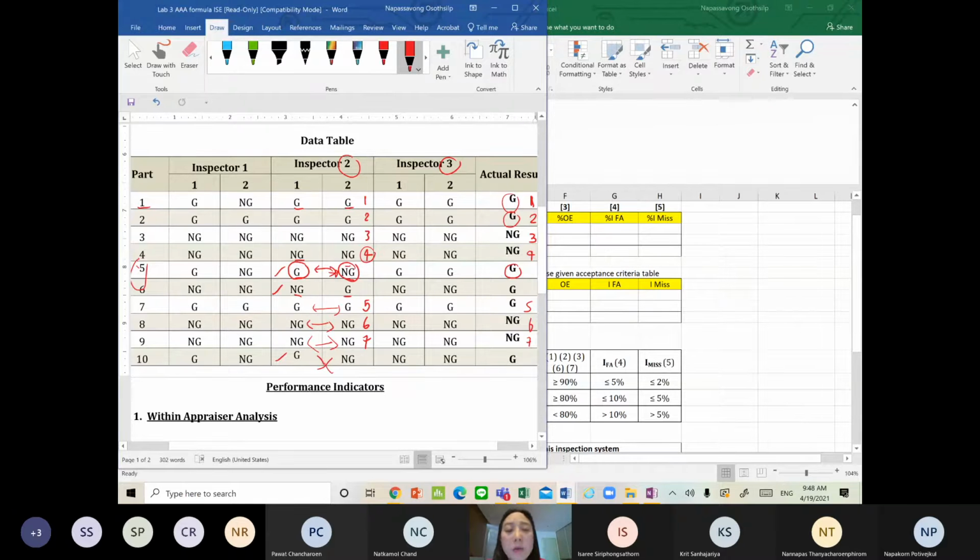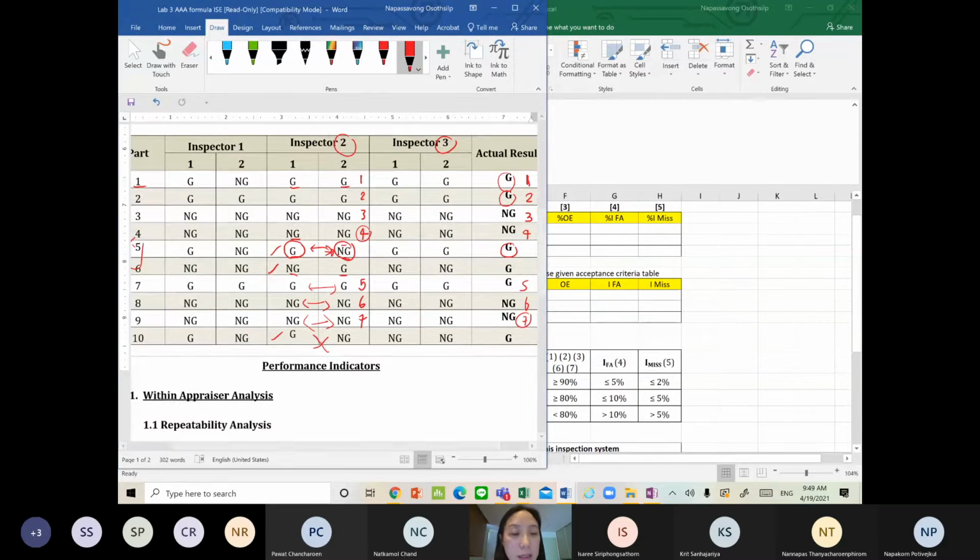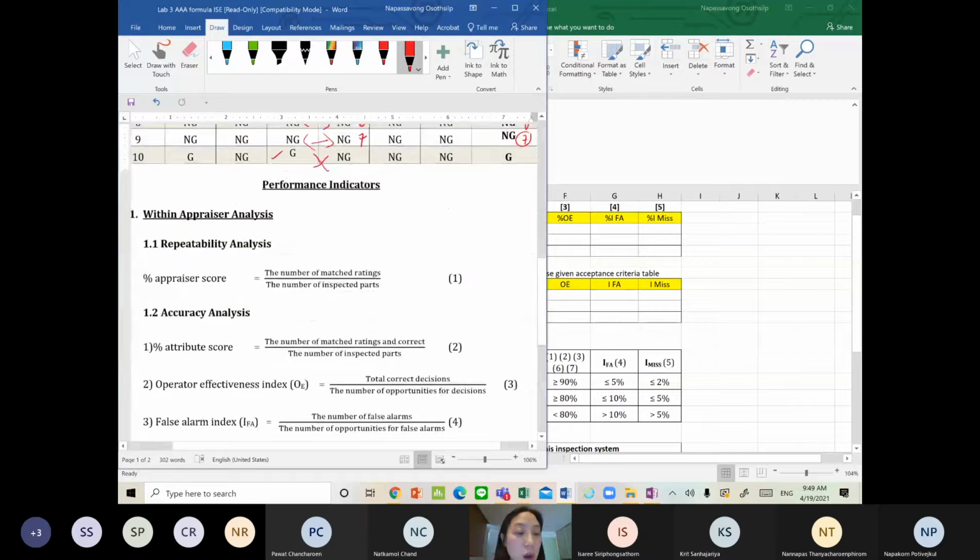And then you count. There are 7 parts out of 10 parts that the results are consistent and also accurate. So this is your second indicator, which is called percent attribute score, which is the number of matches that are ready and correct.